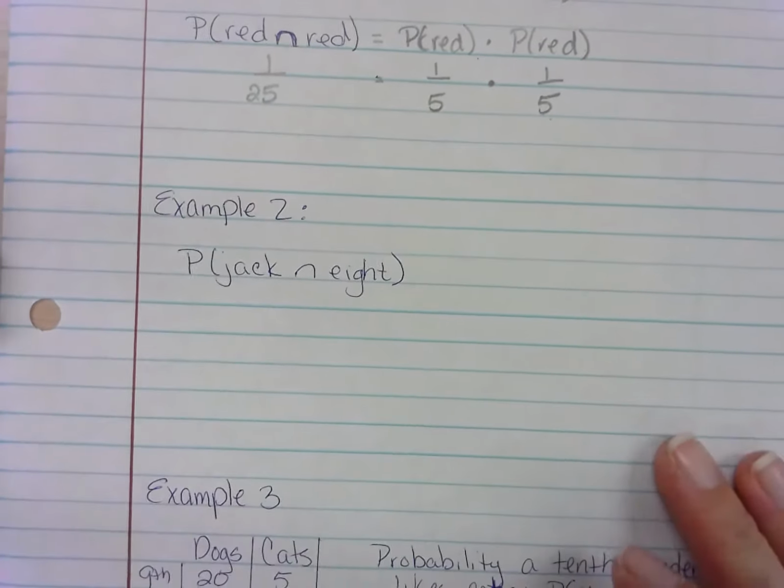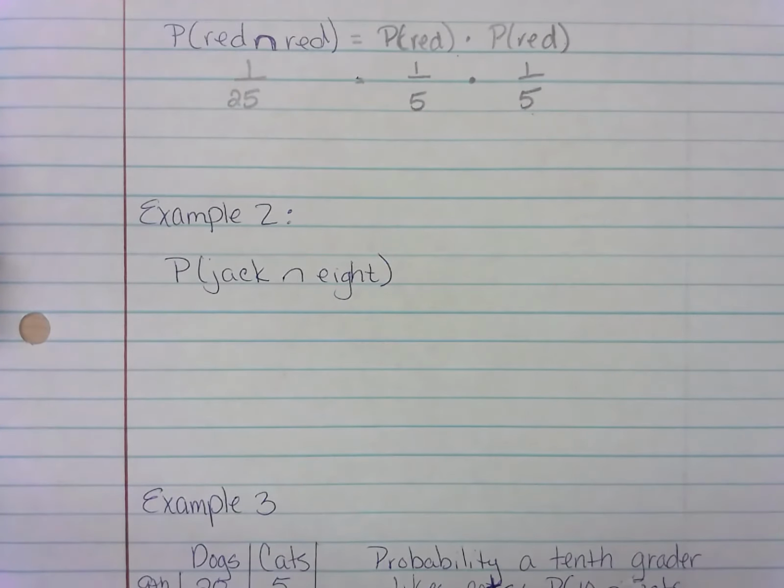Example 2 says a card is chosen at random from a deck of 52 cards. It is then replaced and a second card is drawn. What is the probability of choosing a jack and then an 8? And are these independent events? Think about what I just read.